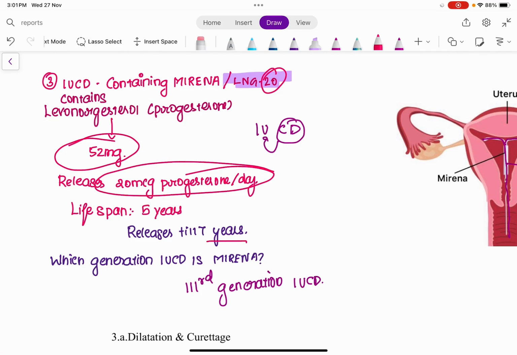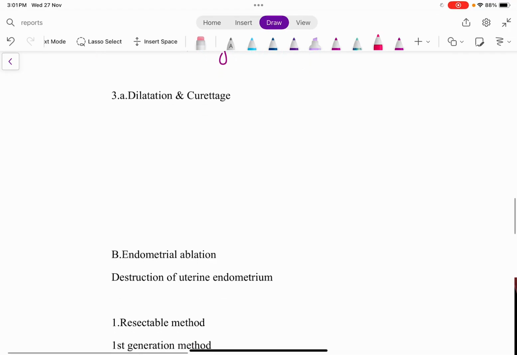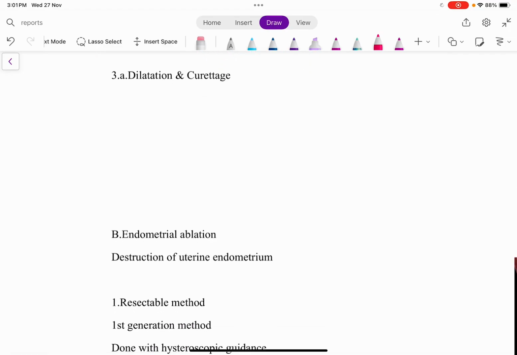Yes. So this is all about the hormonal management. The first one we discussed was non-hormonal, that was tranexamic acid. The second one was hormonal, in which we discussed progesterone only pills, estrogen plus progesterone pills, and the third one was the IUCD Mirena, the intrauterine contraceptive device. Clear? Yes. The third approach is going to be the procedural approach.